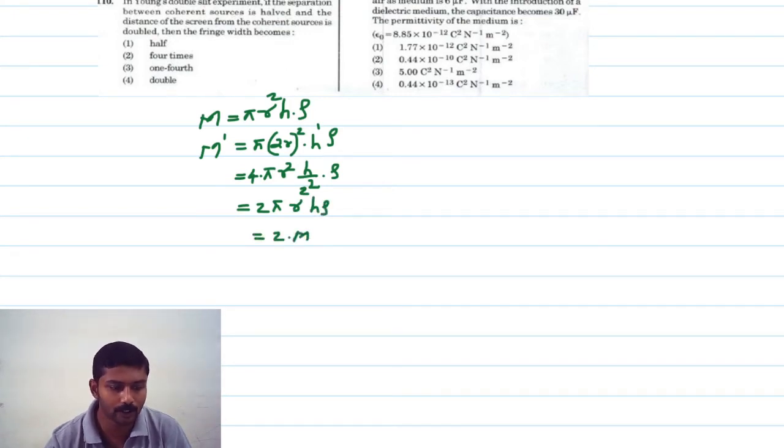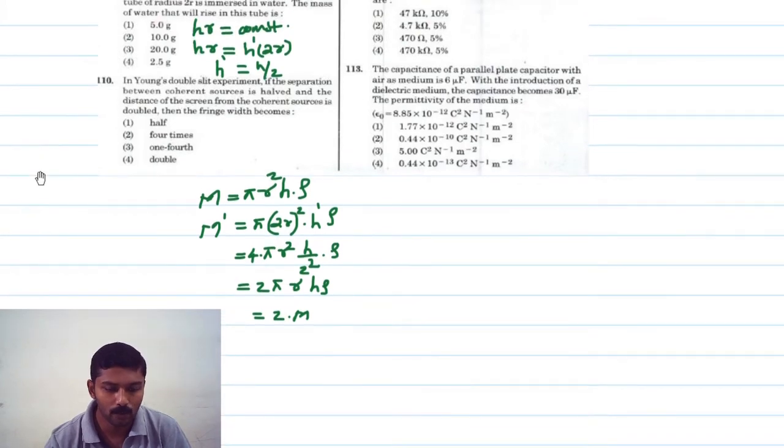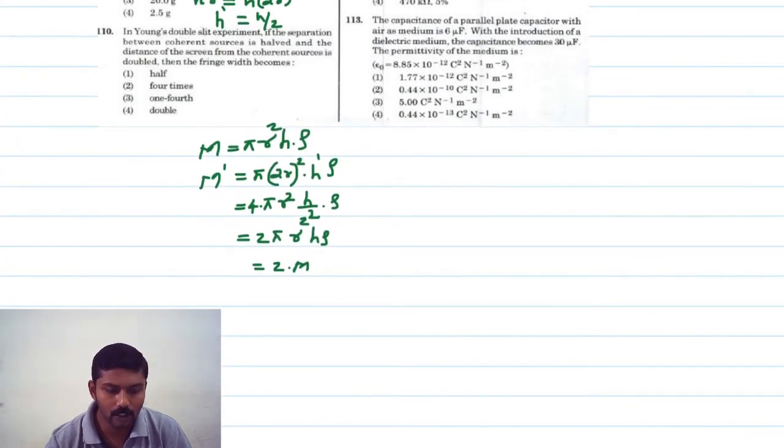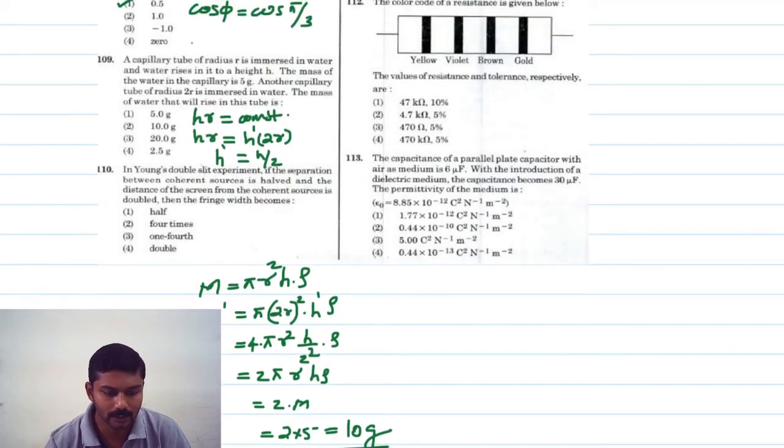The original mass which was given in the question was 5 gram of water. Now in the new case, how much mass will be there? In the new case, 2 into 5, which is equal to 10 gram. 10 gram of water is now there inside the capillary tube. So what is the right answer? The right answer will be 10 gram right over there. Okay, now let's look at the next question. I believe you understood it.